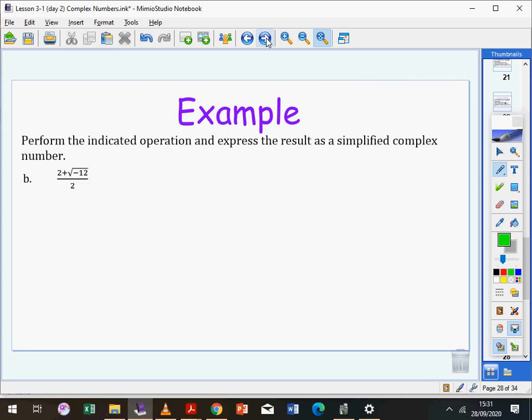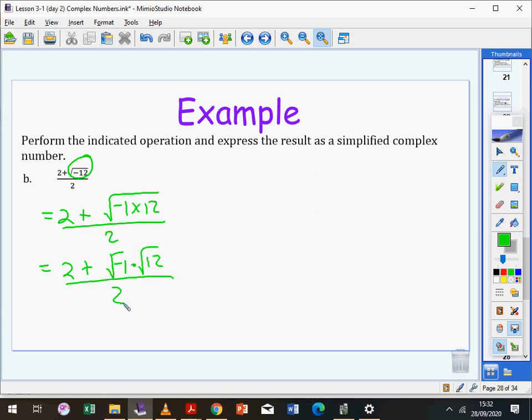For this one, the only part that I see that's difficult or contentious is that negative square root of negative 12. Now, I know that square root of negative 12 is the same as square root of negative 1 times 12, all divided by 2. I also know that that can be broken into square root of negative 1 times square root of 12 divided by 2. I can simplify that because I know that the square root of negative 1 is i. So I have 2 plus i root 12 divided by 2.